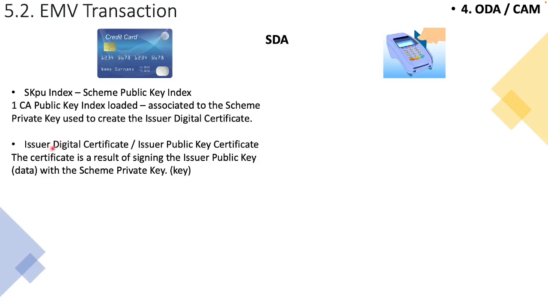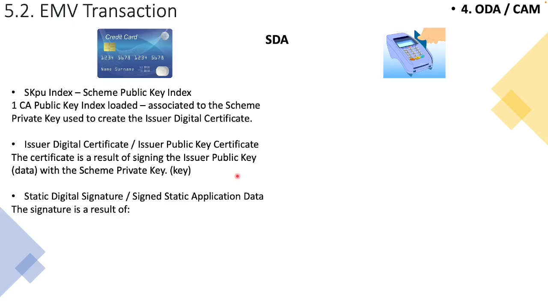So the issuer digital certificate, or the issuer public key certificate, also lives on the card. The certificate is a result of the issuer, the bank, taking the issuer public key, submitting it to a scheme like MasterCard or Visa, and they would sign it. They would encrypt it using their scheme private key, and they would return the output of that signing, which is now a certificate, which we refer to as the issuer digital certificate or the issuer public key certificate.